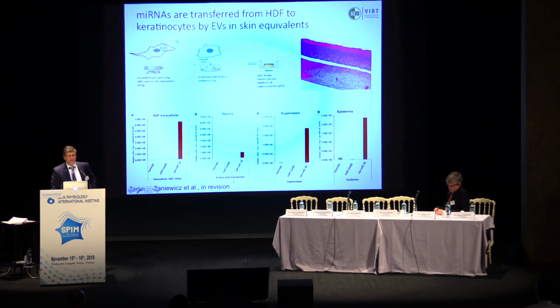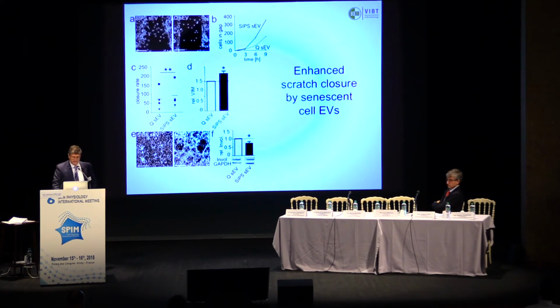We transfected fibroblasts with this microRNA, put them into the collagen matrix, generated 3D skin equivalents, separated epidermis from dermis, and then looked by qPCR if we would find this worm-specific microRNA in the epidermis, and indeed we do. So we have an indication that such a crosstalk can happen, at least in organotypic cultures.